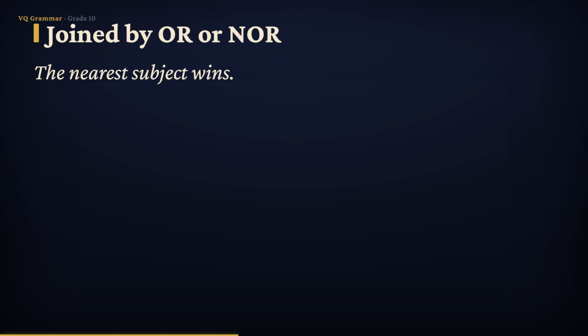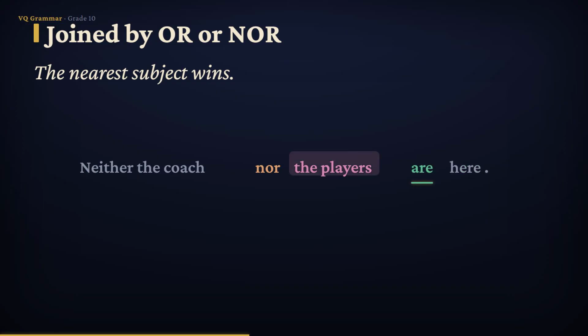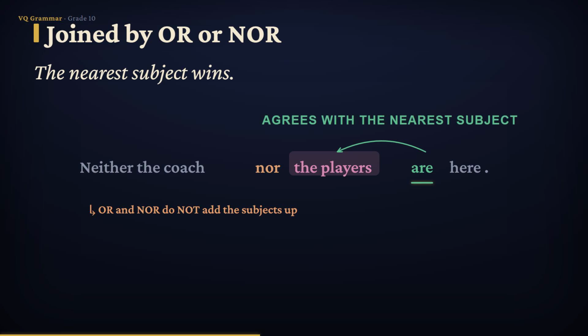Now we come to the heart of the lesson, and this is the part worth carving into your memory. Look at this sentence. Neither the coach nor the players are here. When two subjects are joined by "or" or by "nor", including "either, or" and "neither, nor", they do not add up. Instead, the verb agrees with whichever subject sits nearest to it. The verb in our sentence is plural, and that is because the subject standing closest to it is "players", which is plural. The coach, sitting way off to the left, is completely ignored.